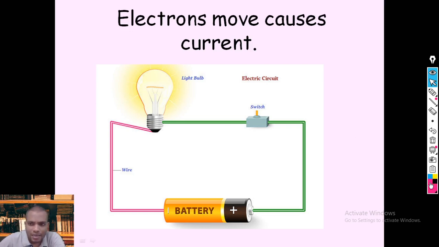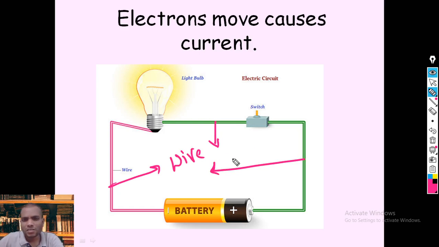Now I have wires here. We know that right now these wires contain electrons. These are the connecting wires. How will these electrons move? To move electrons we need what is known as a source or battery.